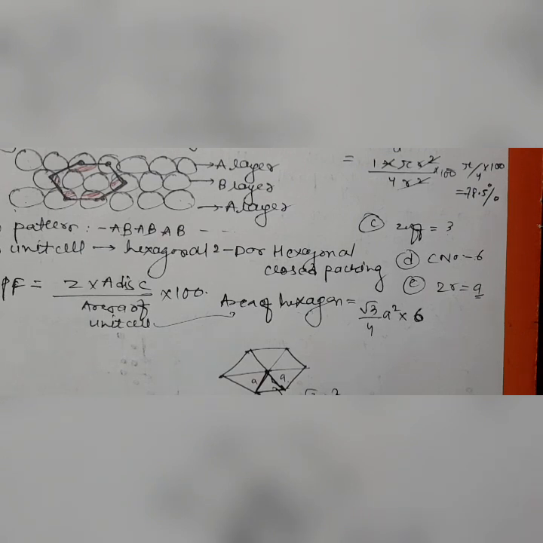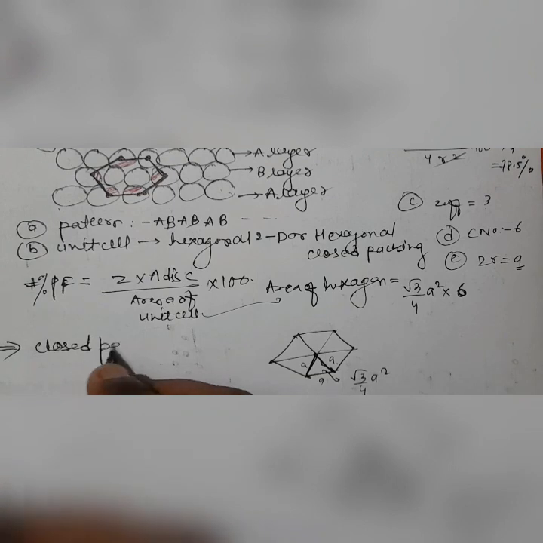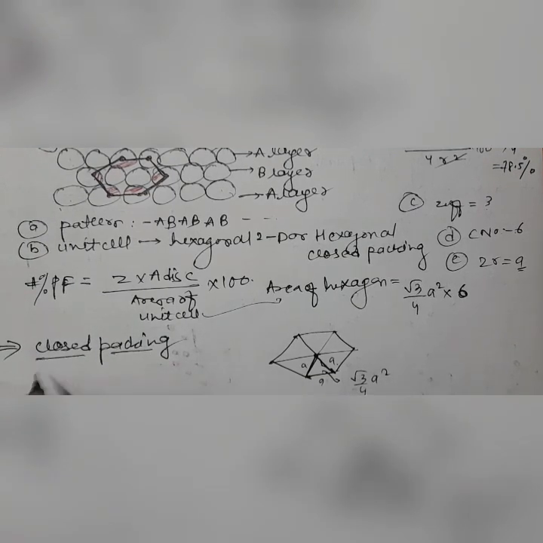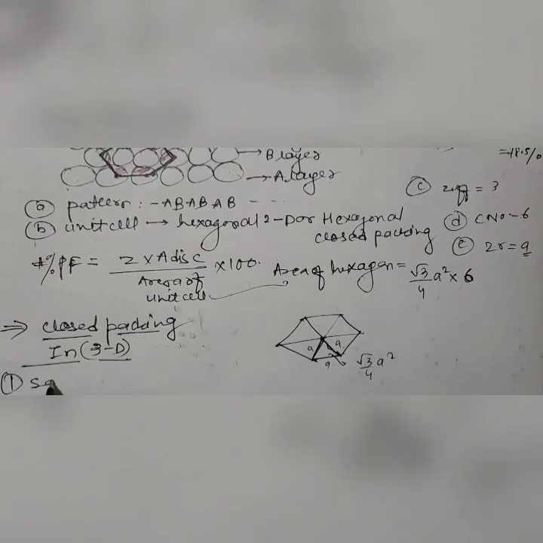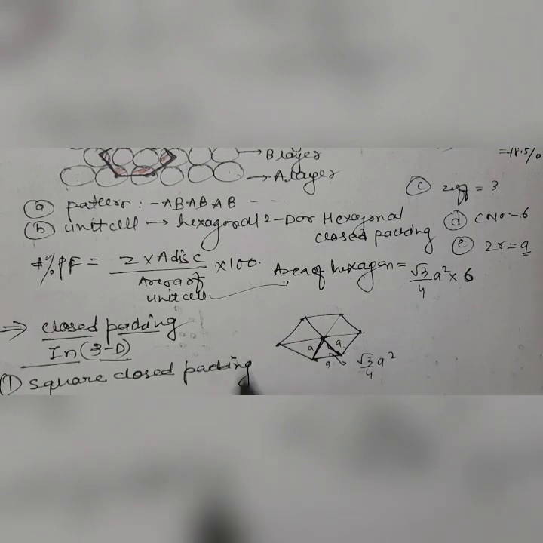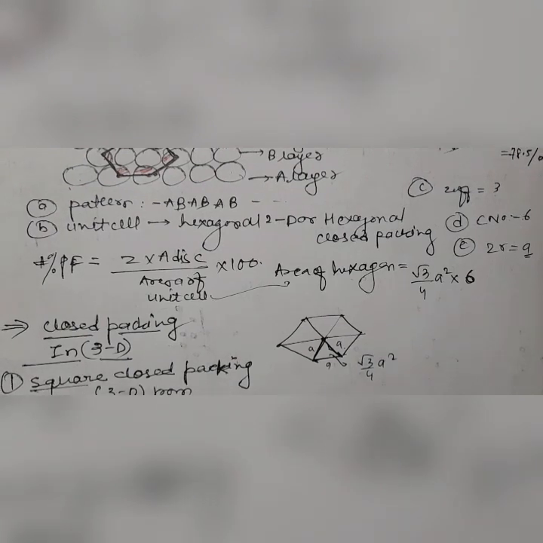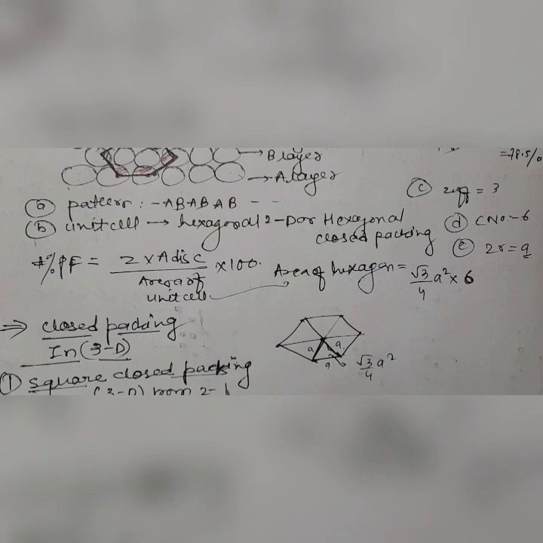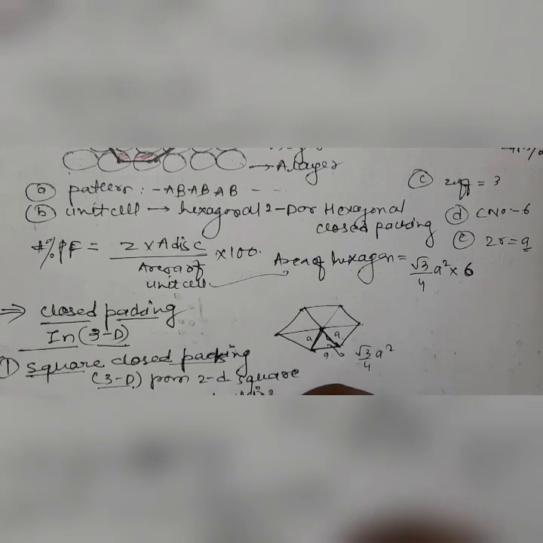Now we will move on to 3D packing. This ends the 2D packing. Now we move forward to closed packing in 3D. First is square closed packing in 3D, from 2D square packing.